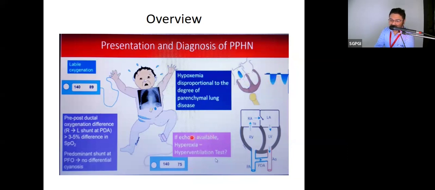So echo is the gold standard. Quite a few years back, the hyperoxia-hyperventilation test was used, but now it has been abandoned because of the problems with hyperoxygenation and hyperventilation. Hyperoxia leads to free radical injury that can particularly affect a preterm lung, which is already vulnerable to increased oxygen. Hyperventilation, particularly in a preterm baby, causes hypocarbia, and hypocarbia is a risk factor for development of periventricular leukomalacia later on, and also spastic diplegia in the future. So this test is actually abandoned now.